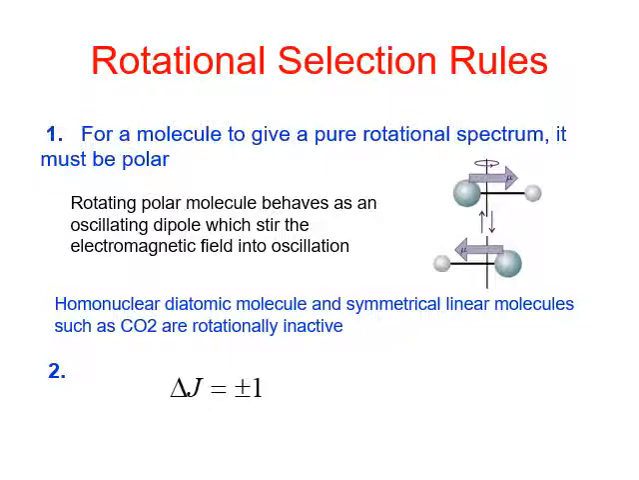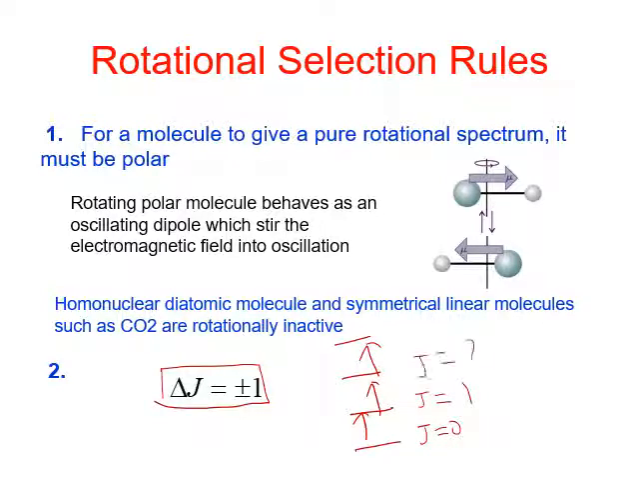The selection rule for a rigid rotor rotation is similar to the harmonic oscillator vibration. For example, here it says delta J must be positive or negative 1. That means the absorption must take place between adjacent energy levels. For example, this is J equals 0, J equals 1, J equals 2. So delta J must be positive or negative 1, only between adjacent levels. That's similar to the vibration.